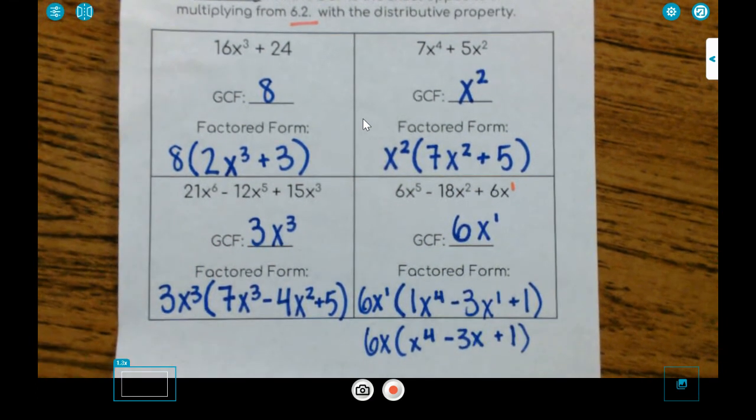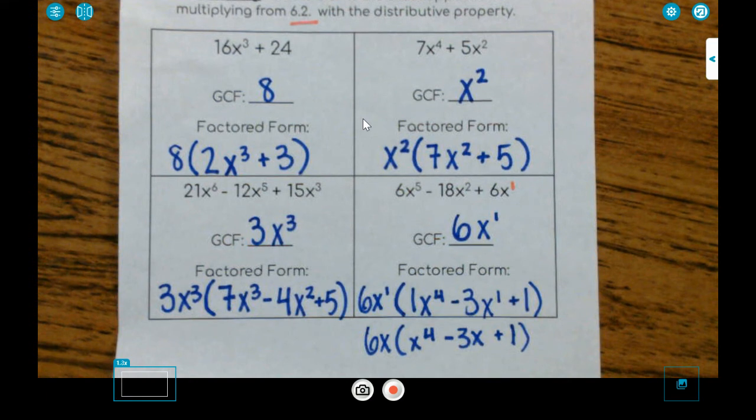Your last term in your factored form should never have any x's because you should factor them all out. So those are the two things I wanted to show you.